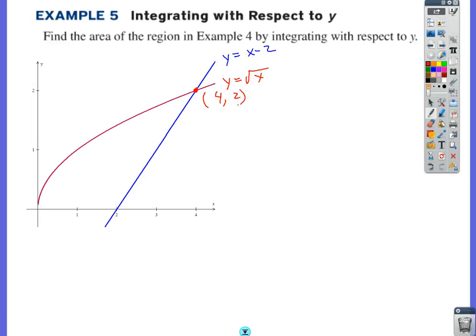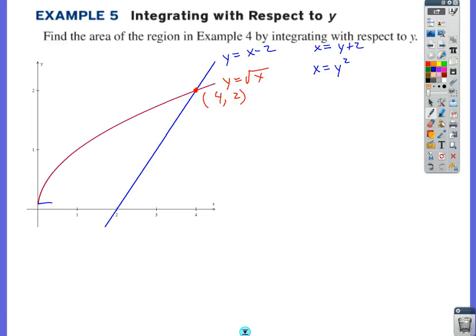All right, so what happens if I put everything in terms of y now? What if I solve for x? All of a sudden, this becomes x equals y plus 2. And this one over here, square both sides, x equals y squared. And now when I tilt my head to the right, what's my lower limit that I'm looking at?